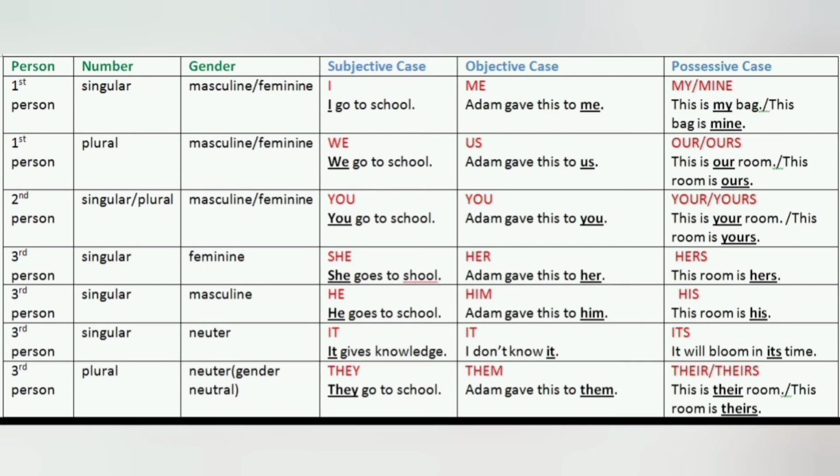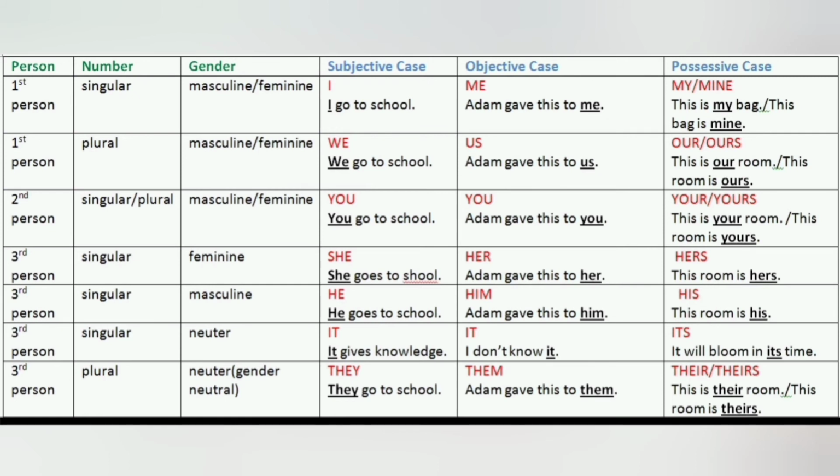Now, still in the third person, we are talking about people who are not around, meaning more than one, and are either feminine or masculine or neutral. We use they for the subjective case, meaning they is the doer of the action word, or they are the doer of the action word. For example, they go to school.